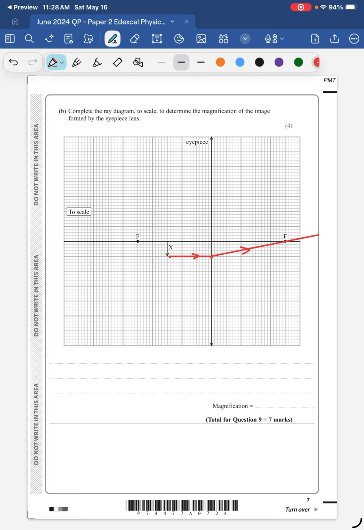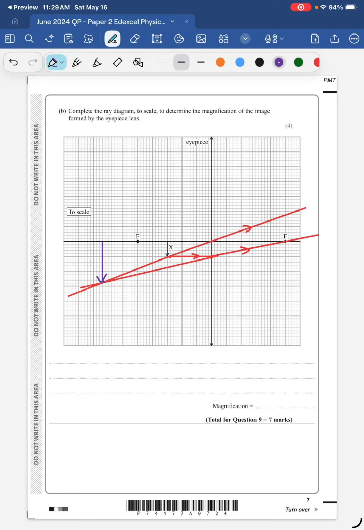And then the second ray, and we have to extend this, I guess, on this side. Okay, so that looks good, I think. And now this looks okay. Then we have to extend. So let's see. Yeah, that looks okay-ish. So this is our virtual image.